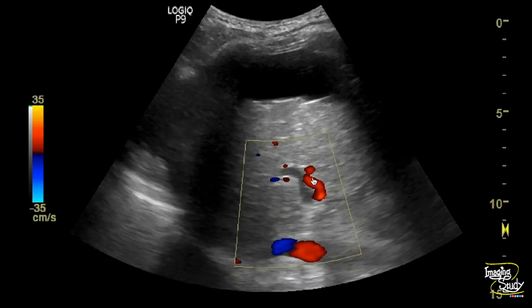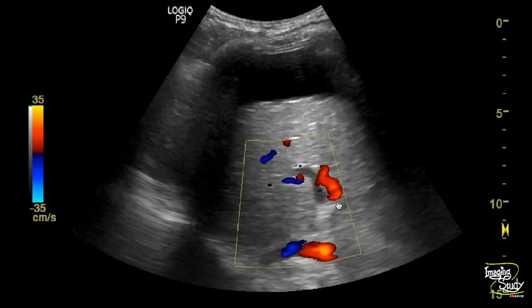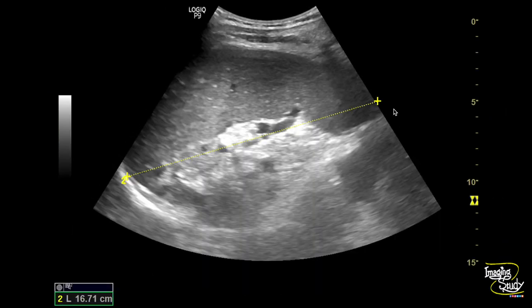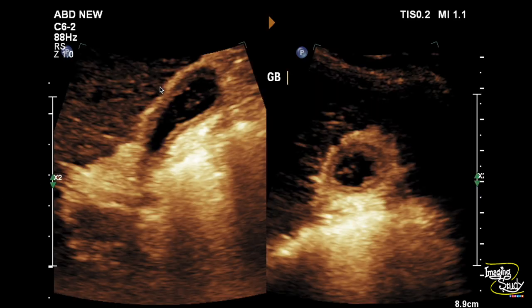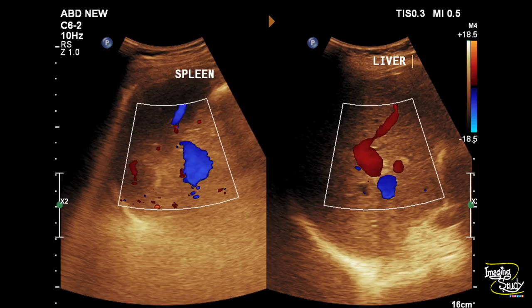We have put the color Doppler and you can see the cavernous transformation with portal venous thrombosis. The spleen was moderately enlarged in this patient. Another case with a thickened gallbladder wall with luminal slough. The liver shows coarse echotexture. The portal vein shows hepatopetal flow.